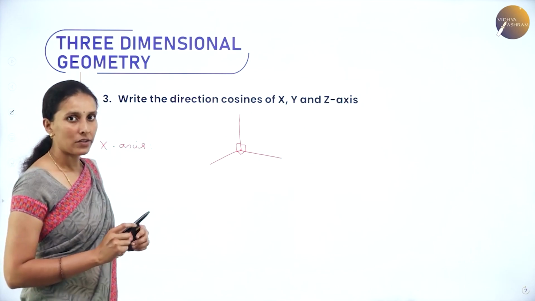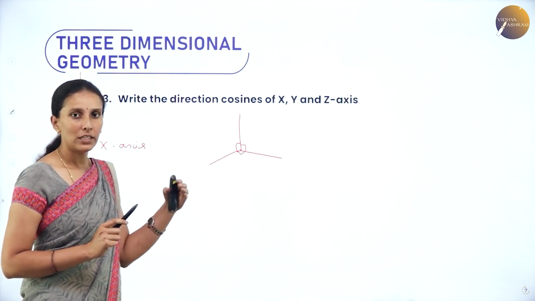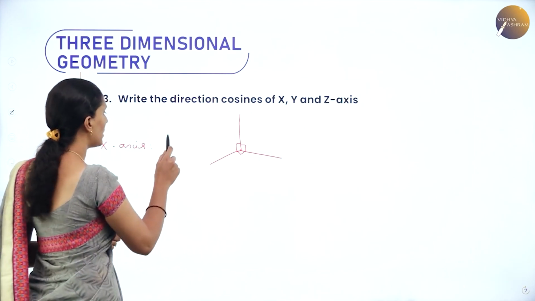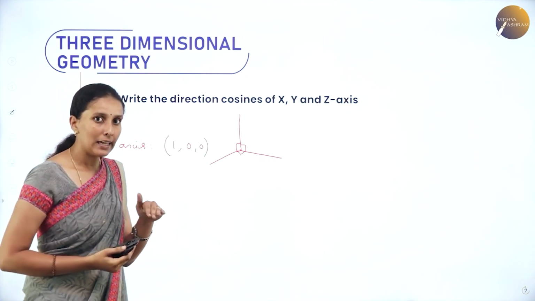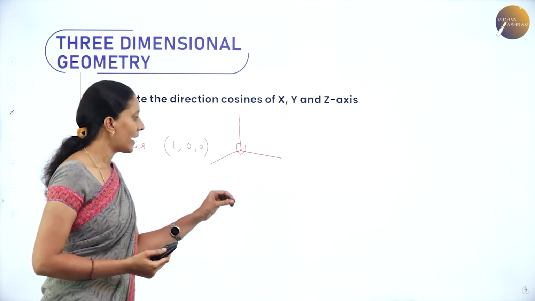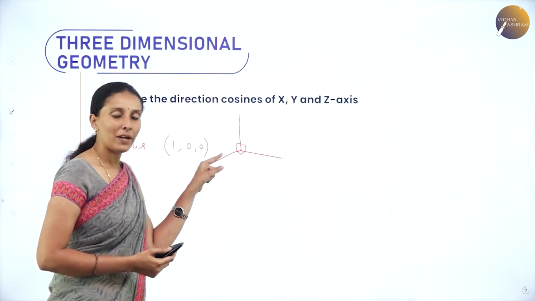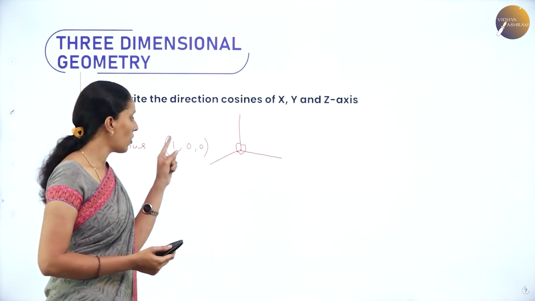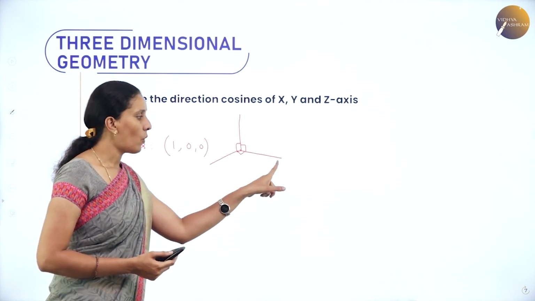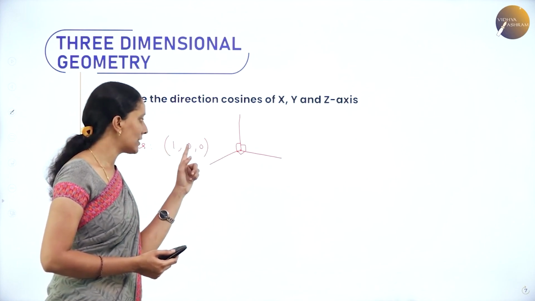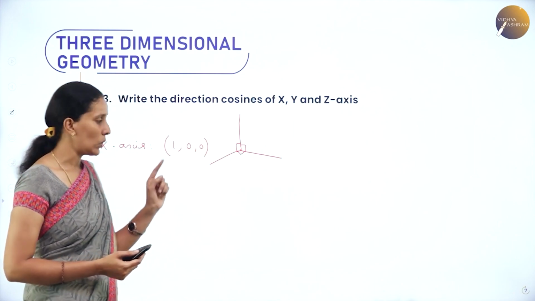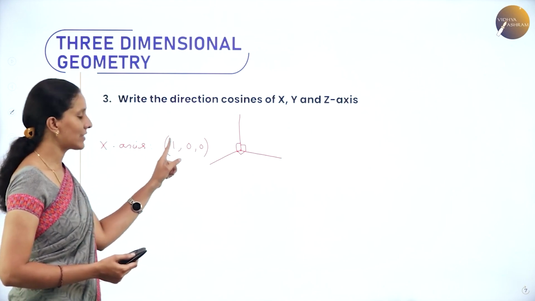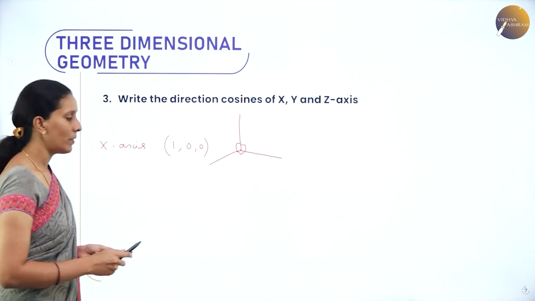the direction cosines are cos 0, cos 90 and cos 90. So therefore the direction cosines are 1, 0, 0, because the angle created by the x axis with respect to x axis is 0. So cos 0 is 1, and for y it is 90 degree, cos 90 is 0. For z it is 90 degree, so cos 90 is again 0. Thus the direction cosines of x axis is 1, 0, 0.